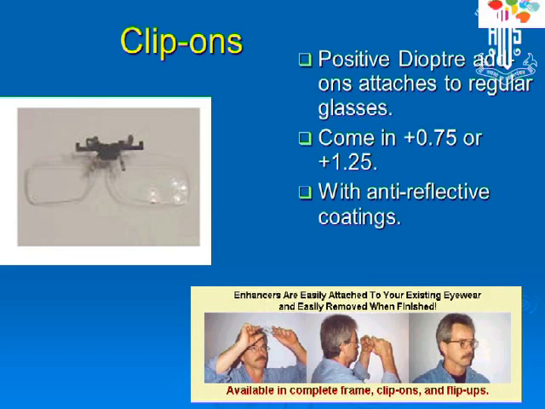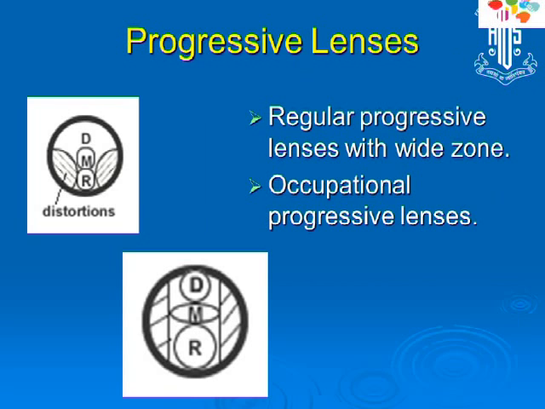Then, instead of flip-ons, you can use clip-ons. There are many clip-ons available. You can have anti-reflective coatings on them. Again, these are positive powers, and you have to select depending upon the computer screen distance as well as the patient's age. As we have already mentioned, if you prescribe regular progressives with very narrow intermediate zones, the patient is definitely going to come back because they will have a lot of problems. This is only a small area in the center, and he will have neck problems, head problems, many problems. So if you are selecting a progressive, you should have a wider zone.